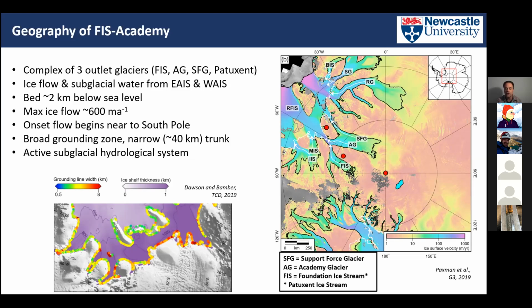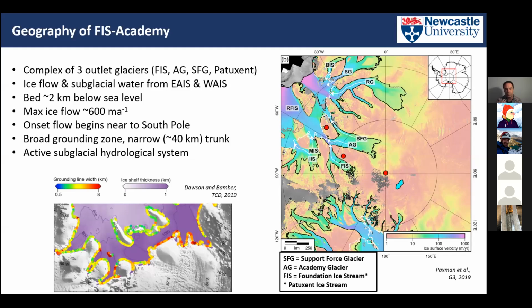That's an ice velocity map showing the South Pole in the center of it, and the ice flow, particularly around the eastern side of the Filchner Ice Shelf in the Whittlesea sector of Antarctica. What I'm referring to as the Foundation Ice Stream, Academy Glacier, Patuxent Ice Stream complex is the area annotated FIS and AG in that figure.